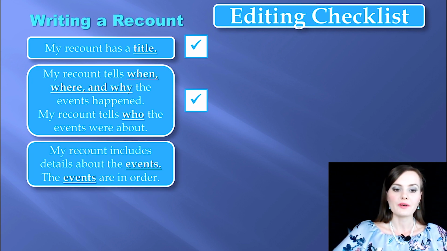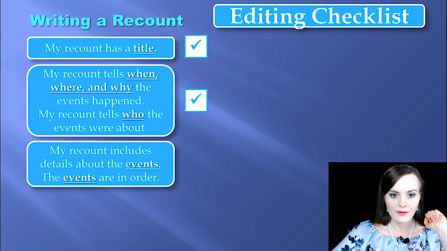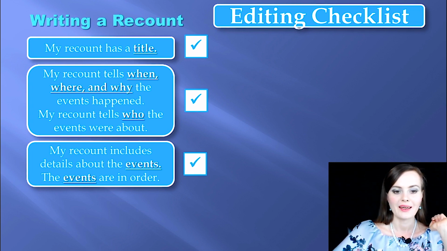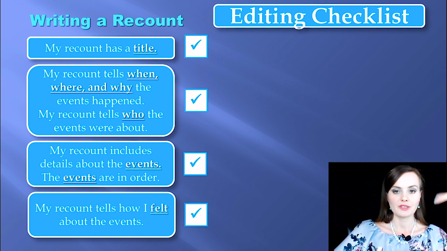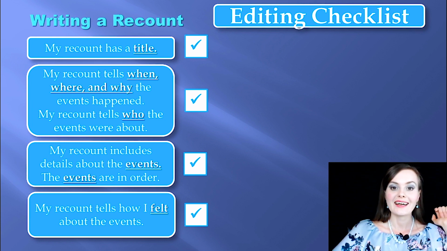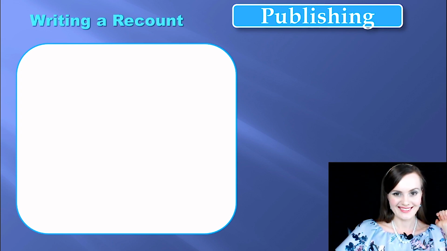Next part. My recount includes the details about the events. The events are in order. This is the part where you should have told us first, then, next, after that. If you have that, please put a check mark. And finally, my recount tells how I felt about the events. If you told us how you felt about the events, please put a check mark. Once you are done editing your recount, it's time to publish it. Go ahead and write the final version of your recount.